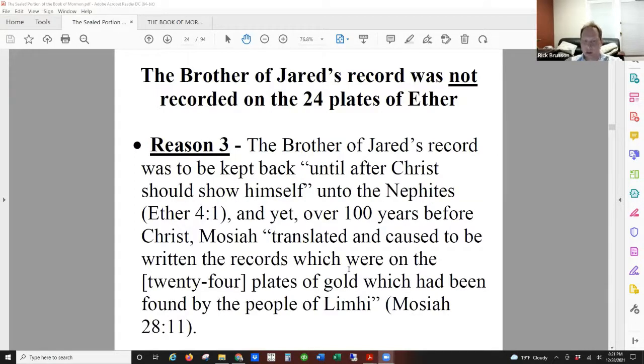Reason number three, the brother of Jared's record was to be kept back until after Christ should show himself unto the Nephites, according to Ether chapter 4. And yet, over 100 years before Christ came, Mosiah translated and caused to be written the records which were on the 24 plates of gold, which had been found by the people of Limhi. So here you have Mosiah translating this record 100 years before Christ came. And yet the brother of Jared's record was to be kept back until that time.